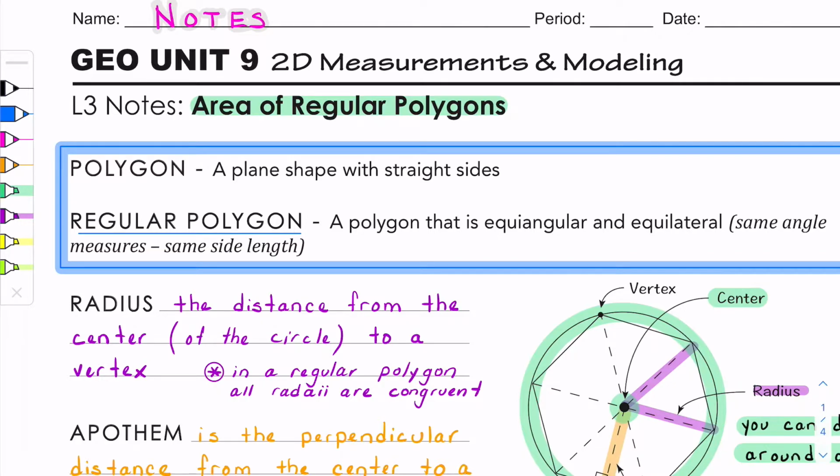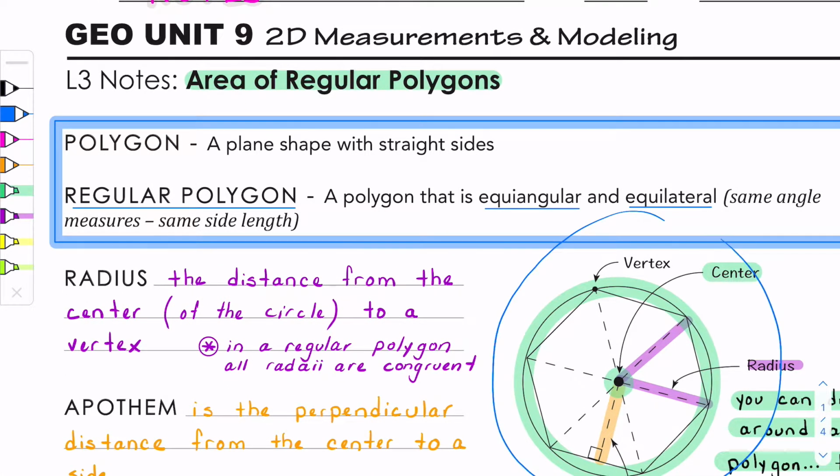And it's important that you understand this term because a regular polygon is a polygon that is equiangular, meaning same angle measures all the way around, and equilateral, meaning every side is the same side length. So if we look at my model right here, this inside of the circle is going to be called a regular polygon.